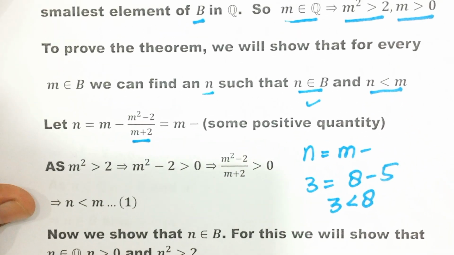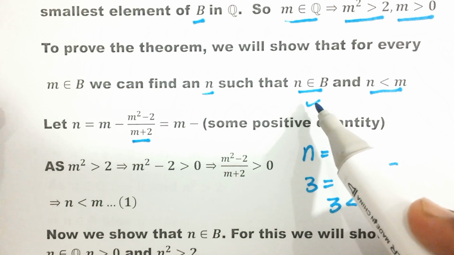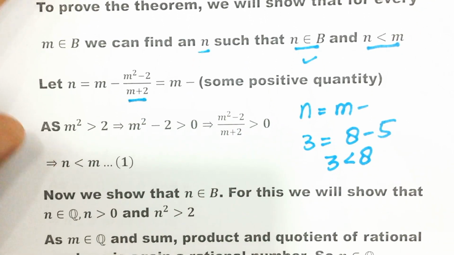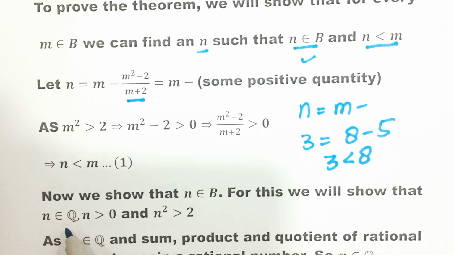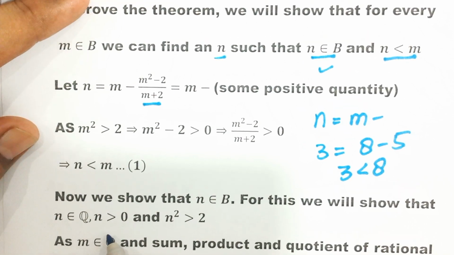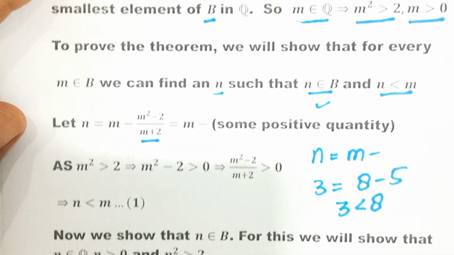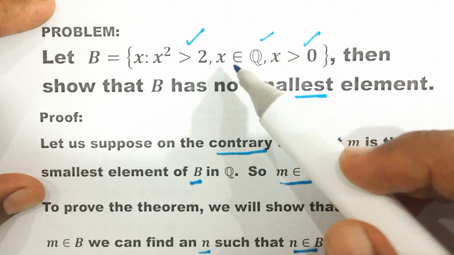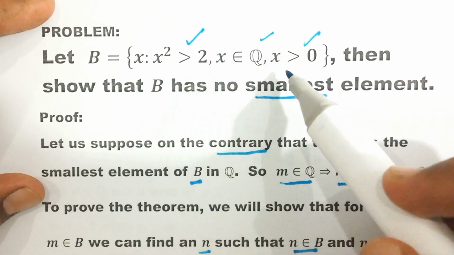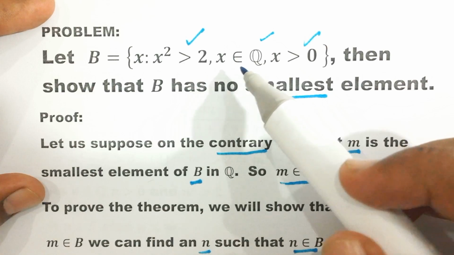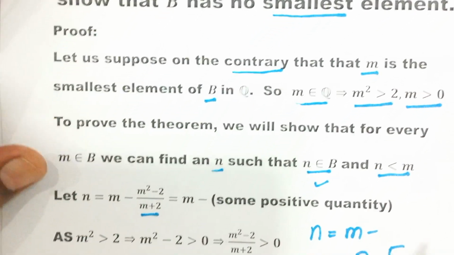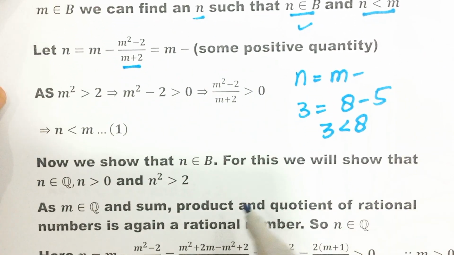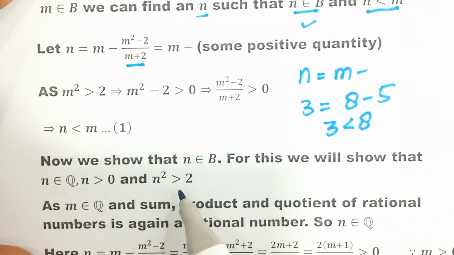Next we show that N belongs to B. For this, we will show that N satisfies three conditions: N should be a rational number, that is N belongs to Q, N should be positive, and N square should be greater than 2, because every element of B has three properties. It should be positive, it should be rational, and its square should be greater than 2. So to show that N belongs to B, we will show all these three conditions.